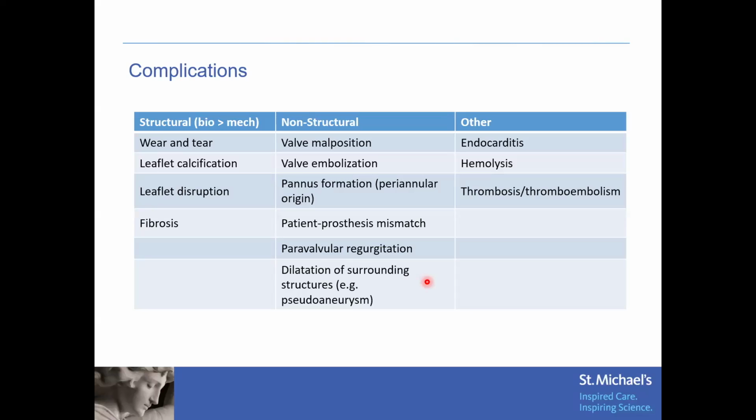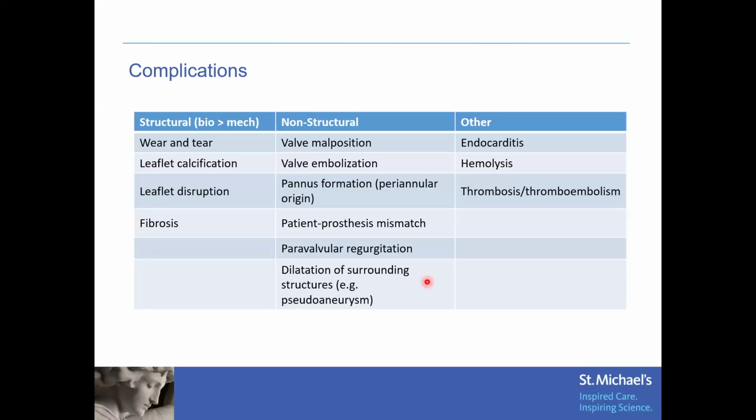Pannus formation, which usually takes quite a bit of time and generally starts in the periannular region. Patient prosthesis mismatch, whereby the EOA of the valve is just too little for the patient's circulatory needs. That's patient prosthesis mismatch, paravalvular regurgitation, and then dilation of the surrounding structures like a pseudoaneurysm after you've implanted the valve, again, increasing the chances of having a paravalvular regurgitation as well.